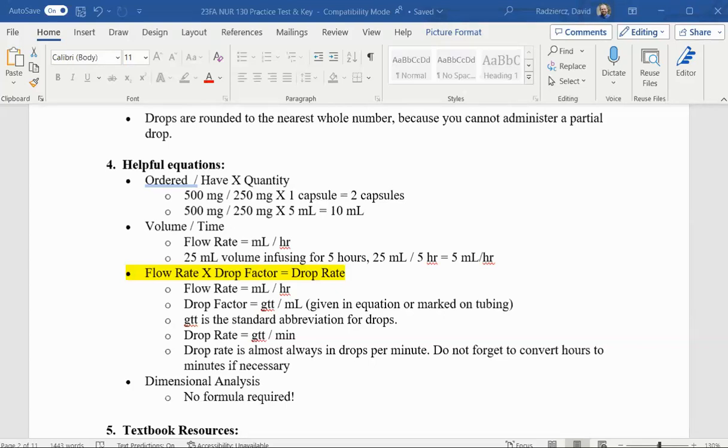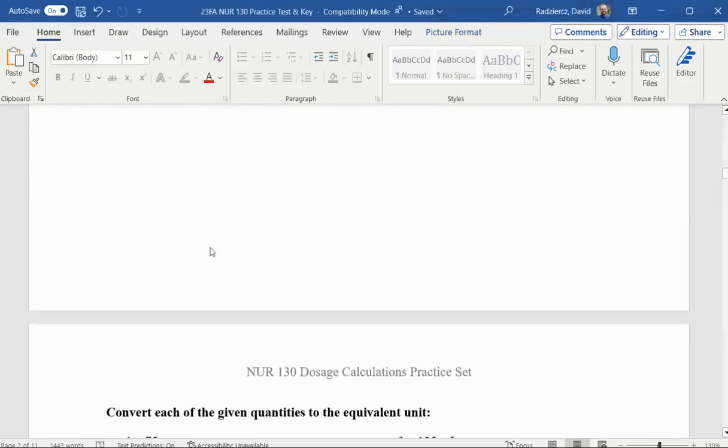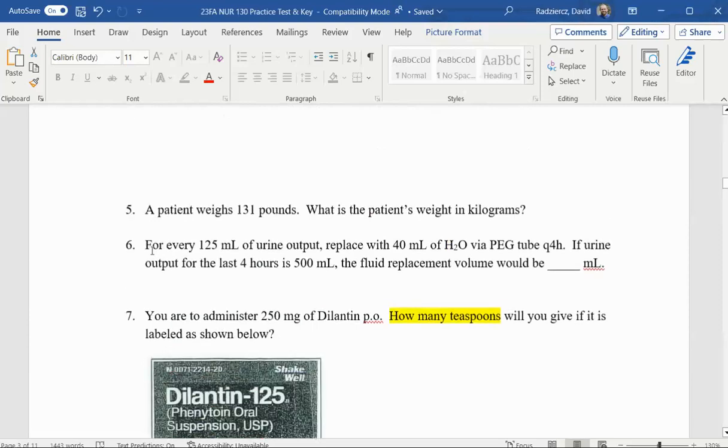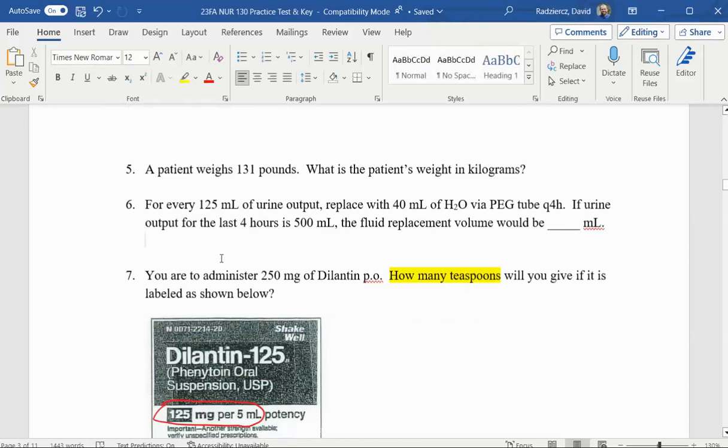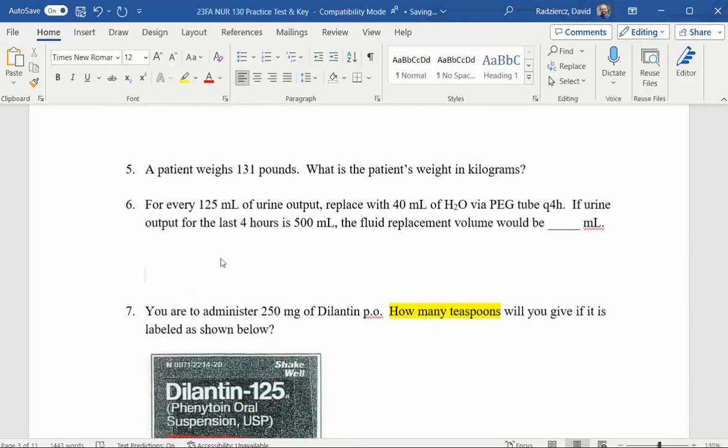For my printout, it's for every 125 milliliters of urine output, replaced with 40 milliliters of H2O via PEG tube every 4 hours. And then it asks you the question, just so you can find it on yours.